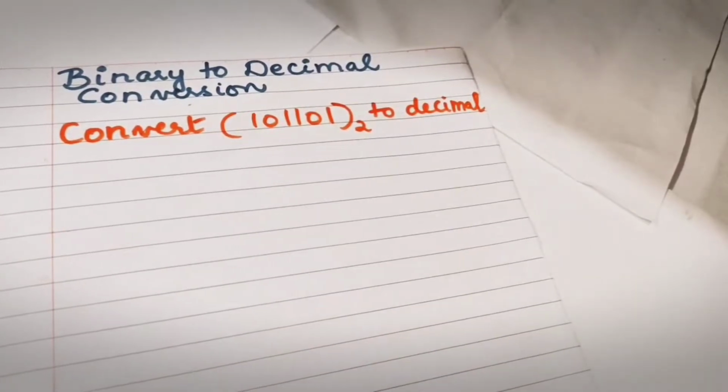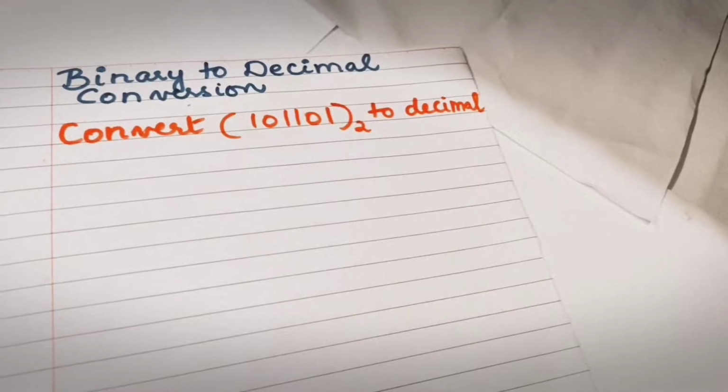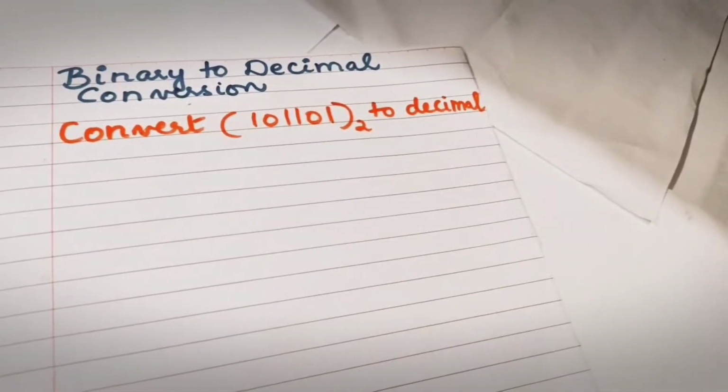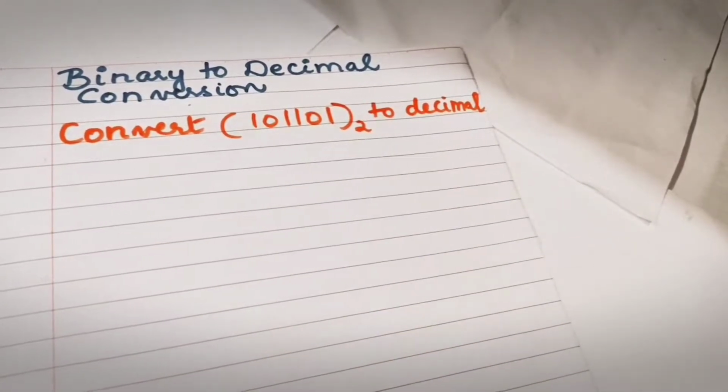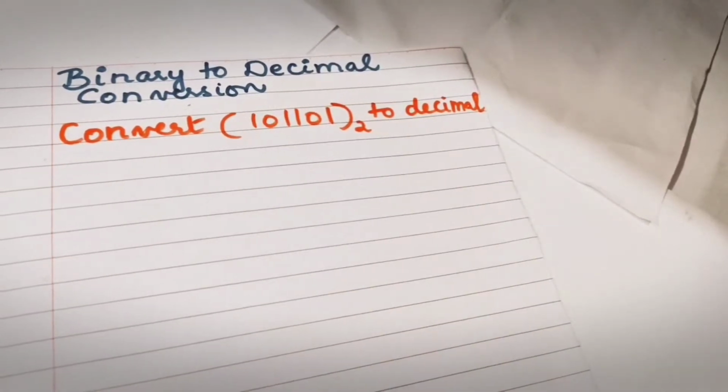Hence, the place of 1, which is the rightmost number, is 2 raised to 0. The place of 0, which lies before it, is 2 raised to 1. The place of 1 lying before 0 is 2 raised to 2, and so on. So for easier understanding, it is always better to start with the places from the rightmost location.